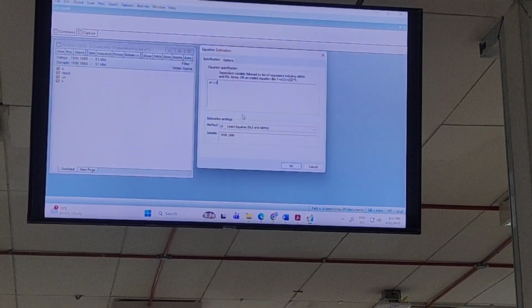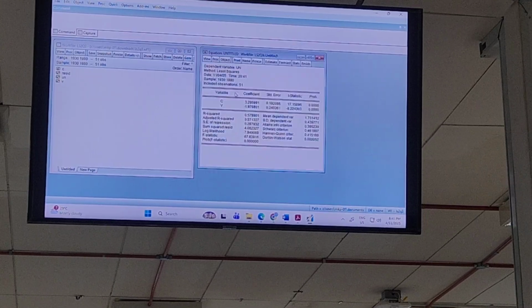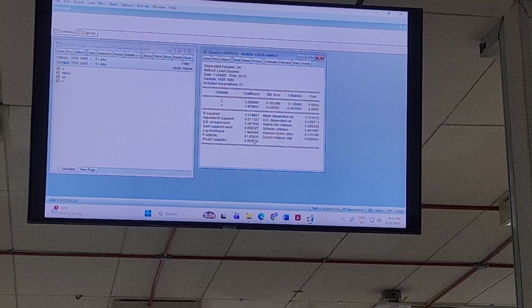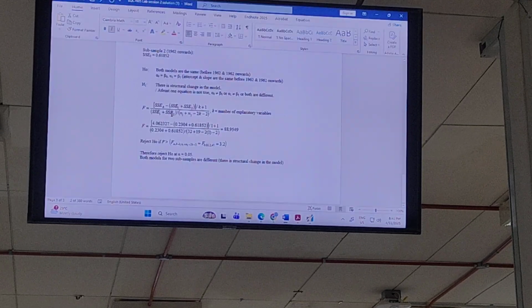So SSE, this is the model using the pooled data, and then after that you split, you estimate separately. So you estimate 1930 to 1961, and then you do 1962 to 1980. You understand? So this is the pooled data, so you get SSE, right? If you want to calculate manually like this using the formula, you have to know this one. This is SSE using all data, the entire data set. This one is SSE1 using the first subsample. This one is using the second subsample.